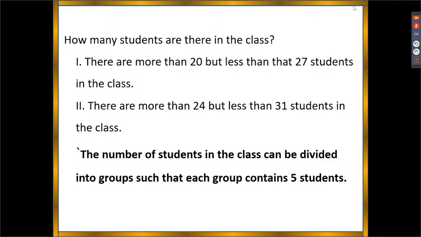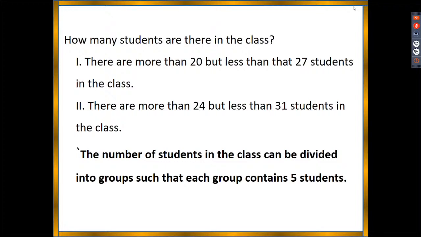The number of students in the class can be divided into groups such that each group contains 5 students. So whenever each group contains 5 students, the number should be a multiple of 5. Out of 21, 22, 23, 24, 25, 26, only 25 is possible. Yes, statement 1 alone is sufficient because we know each group contains a multiple of 5.